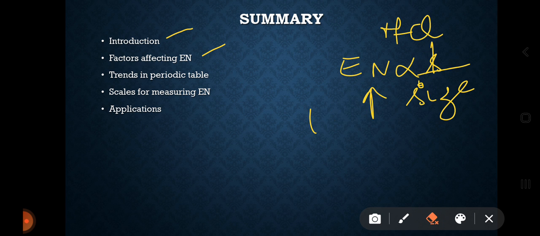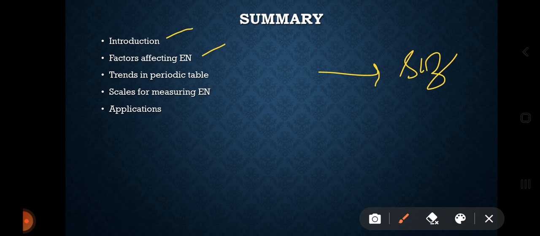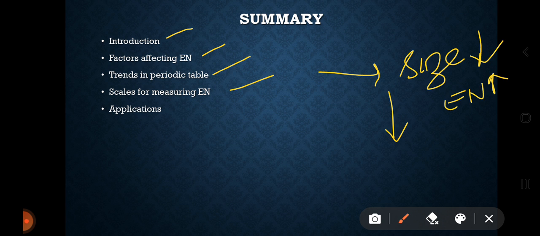Next we have seen the trends in the periodic table. What happens as we move from left to right in the period? As we move left to right in the period, size decreases, so electronegativity value increases. As we move down the group, size increases, so electronegativity value decreases. It is vice versa. Next we have seen the scales for measuring electronegativity. One is the Pauling scale, another one is the Mulliken scale. Next we have seen the applications.